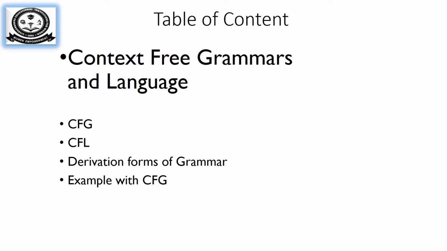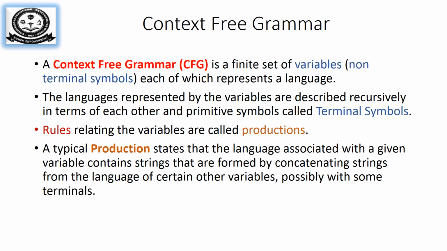Then we will be seeing what is context-free language, and how derivation for the grammar is done. So we will be discussing leftmost derivation and rightmost derivation. We will see the examples for those things. So what is context-free grammar first?